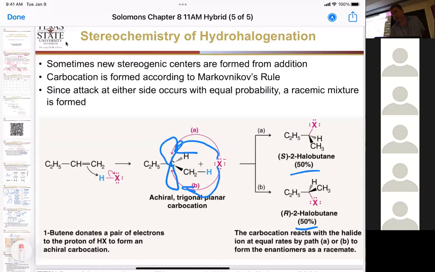But in this case here, we have four different things on each of our materials. So we have regiochemistry. The halogen is going to go on the more substituted carbon. The hydrogen is going to go on the less substituted carbon. And stereochemistry. It's going to give us a racemic mixture. Okay, does that make sense? Okay, all right.